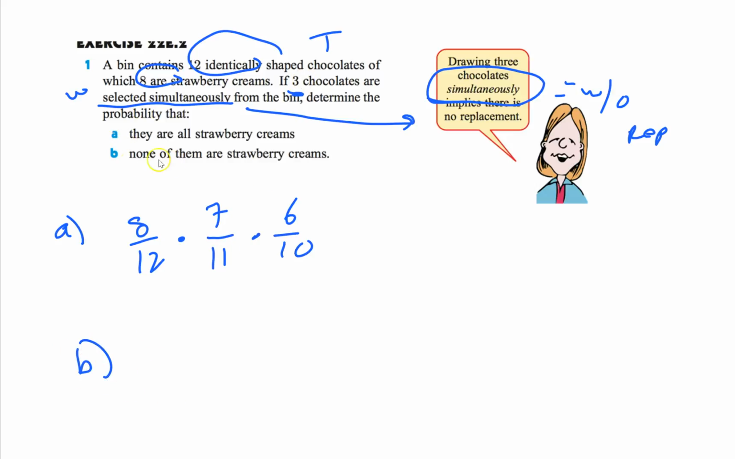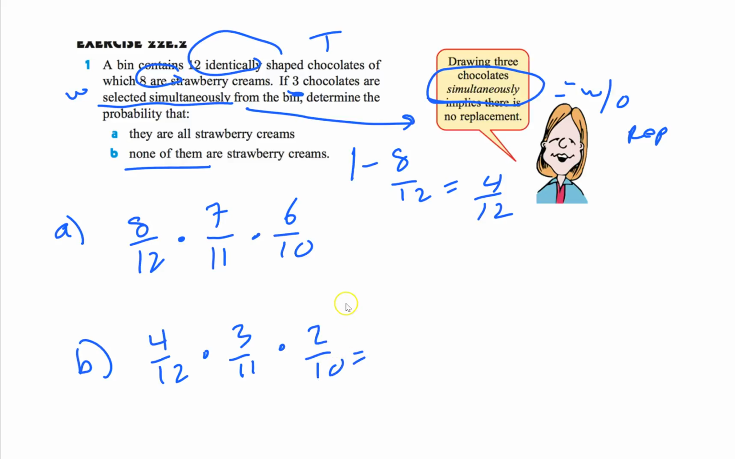The last one, none of them are strawberry creams. So I'm going to use our complement. 1 minus 8 out of 12. So 4 out of 12. So the odds of getting non-strawberry cream is 4 out of 12 the first time. Well, now you picked one of those non-ones, so 3 out of 11, sorry. Now you picked another one, so now it's only 2 out of 10. And that's the idea. That's this lesson.